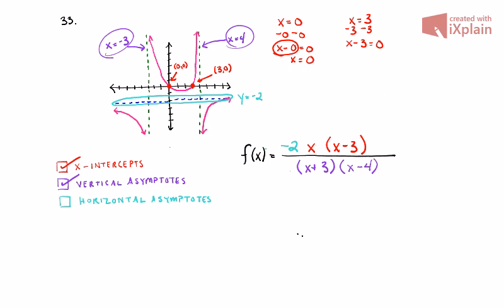Now that we have that all situated, we are all done. We've taken into account the x-intercepts, the vertical asymptotes, and the horizontal asymptote. At this point, we are all set. So here is your final solution. If you do have any other questions, please feel free to come see me. Thanks.